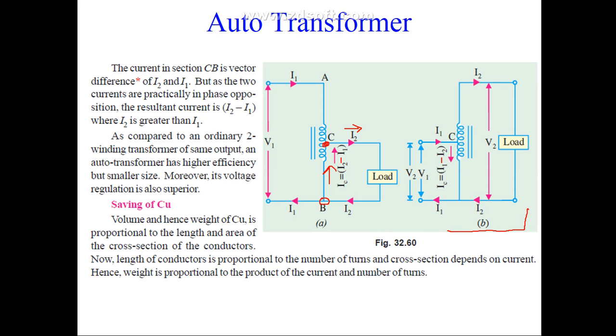Similarly on this side also you can apply. This is your step up transformer. So here the current in section CB, this section CB, is the difference of I2 and I1. But as the two currents are practically in phase opposition, the resultant current is I2 minus I1, where I2 will be greater than I1 because power should remain constant. So if voltage here is less, the current must be high.